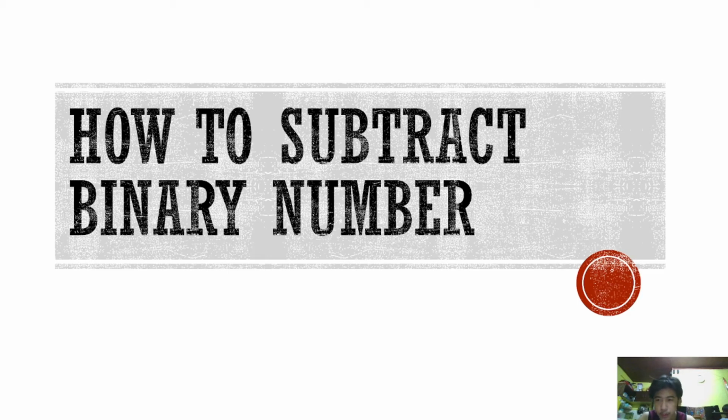Today, we're going to discuss how to subtract binary numbers. Let's start with the basics. When we subtract 1 minus 0, the answer is simply 1. Next, when we subtract 1 minus 1, it will give us 0. And then how about this?